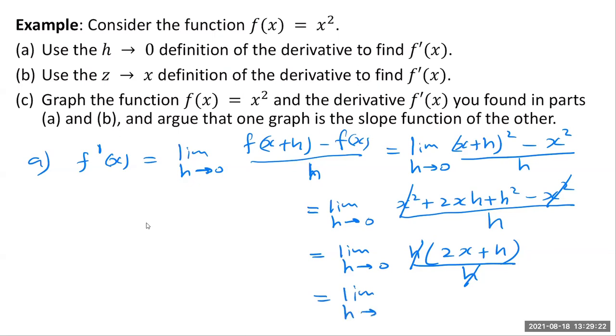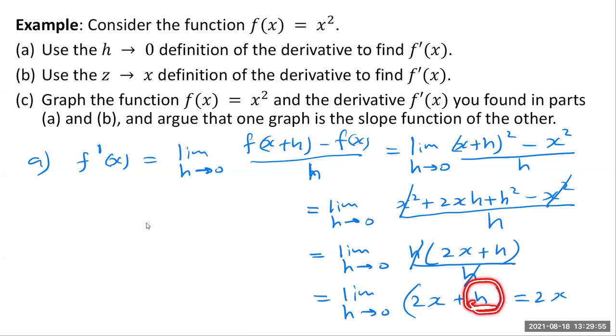Limit as h goes to 0, 2x plus h. Now, all you need to do is to take the limit of this expression. So this is a summation. You can distribute this limit inside the parentheses. You take the limit of the first term, and then you take the limit of the second term. In the first term, there is no h involved. That means the limit of this term is that itself, 2x.